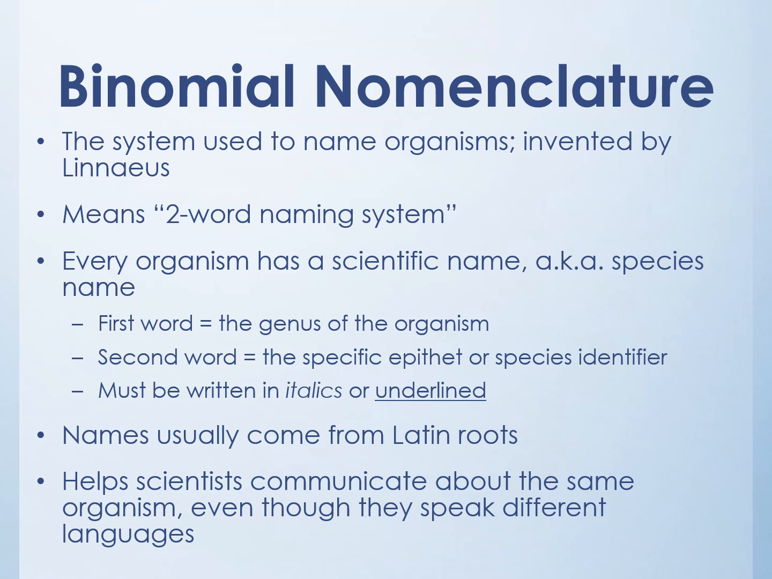Linnaeus came up with a system of naming organisms called binomial nomenclature, which means 2-word naming system. Each organism belongs to a species, which has a scientific name. The first word is the genus, and the second word is the specific epithet or species identifier. The name must be written in italics or underlined. These names usually come from Latin roots, and they help scientists across the world communicate about the same organisms, even though they speak different languages.